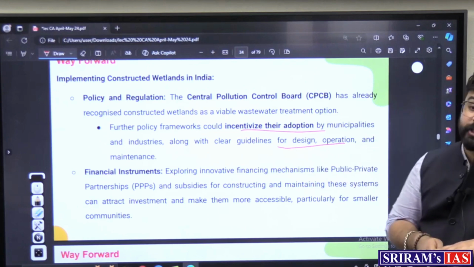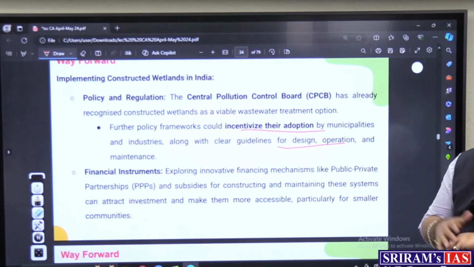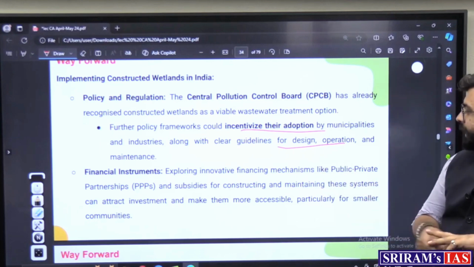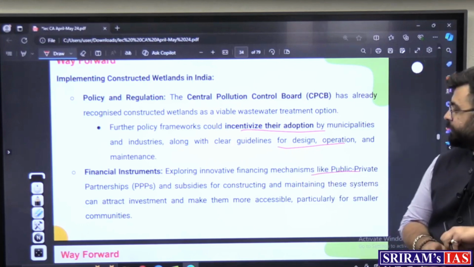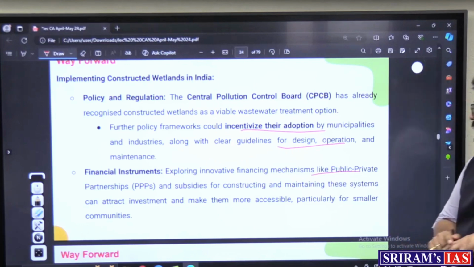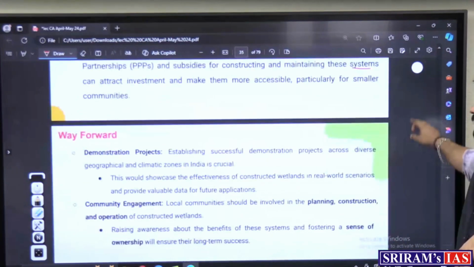We need financial instruments, from where we will get the money. Money is everything. Exploring innovative financing mechanisms like public-private partnerships and subsidies for constructing and maintaining these systems can attract investments and make them more accessible, particularly for smaller communities. So we need financial instruments for that.